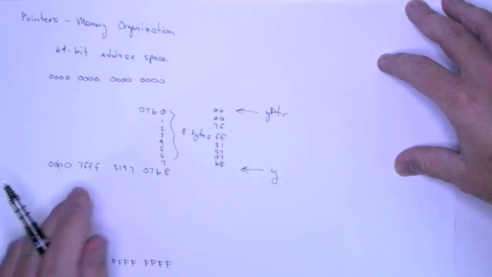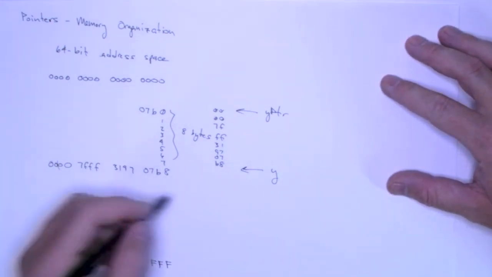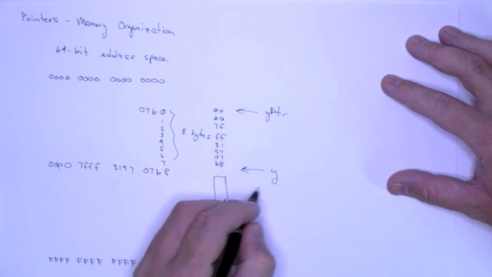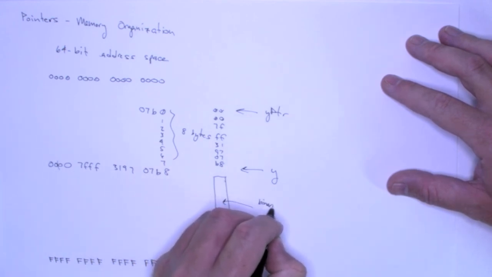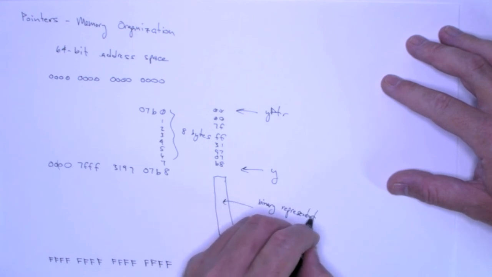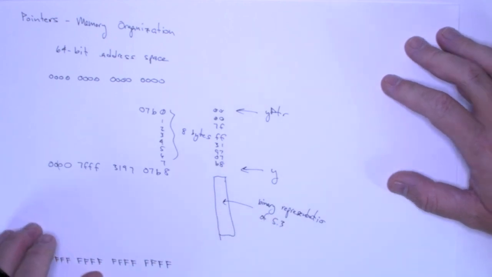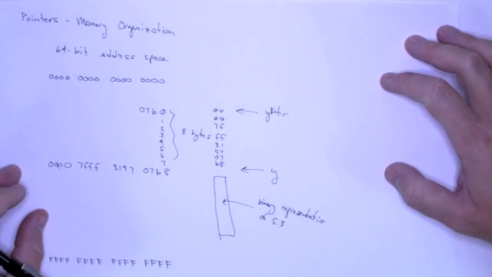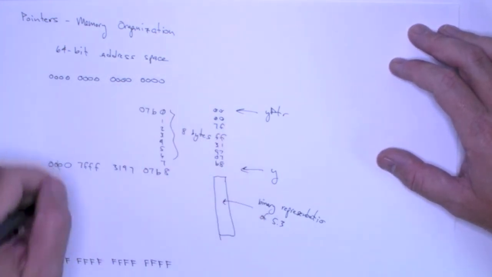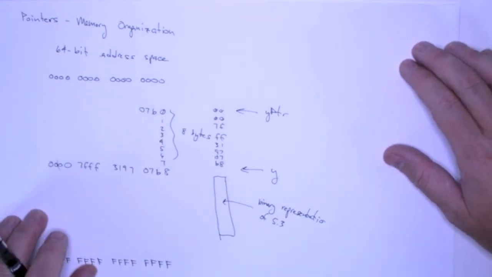Now, Y's value, whatever the binary representation of 5.3 is, is going to be stored in this area here. You'll learn more about this in your hardware and systems class, but I just wanted to explain a little bit of what these addresses mean and what's actually being stored.